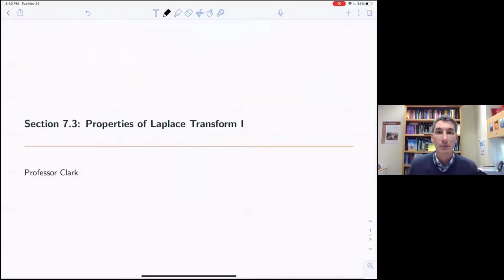This time we're looking at Laplace transform, some advanced examples using unit step functions, forcing terms coming on and off, as well as the translation theorem. So let's take a look.